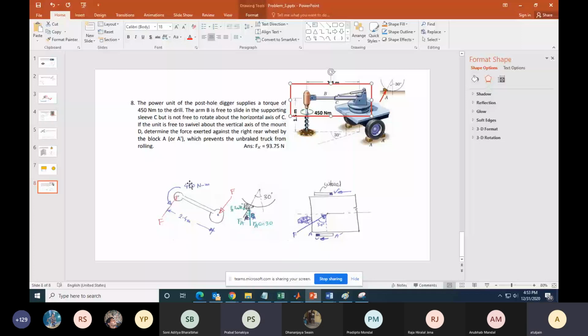But sir, the 450 Newton meter couple is acting in the clockwise direction, and our force F couple is also acting in the clockwise direction. It should be in the opposite direction, sir. It is out of the plane. No, I think this is right.